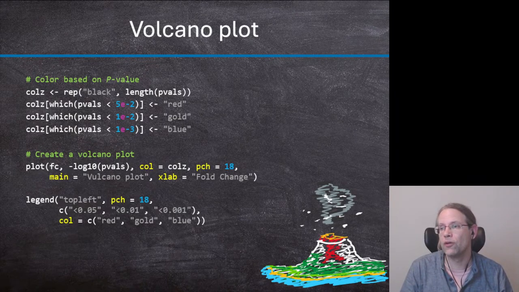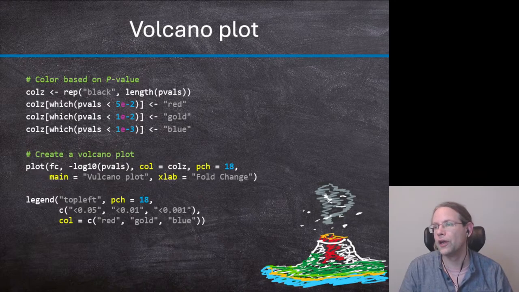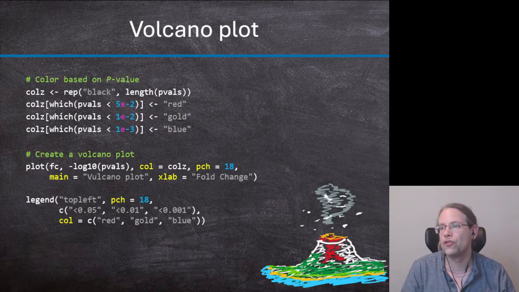All right, so once we have all of the colors, we can do our nice volcano plot. The volcano plot will look like this. Here we see that there's one gene which is very, very differentially expressed, so there's a big difference.